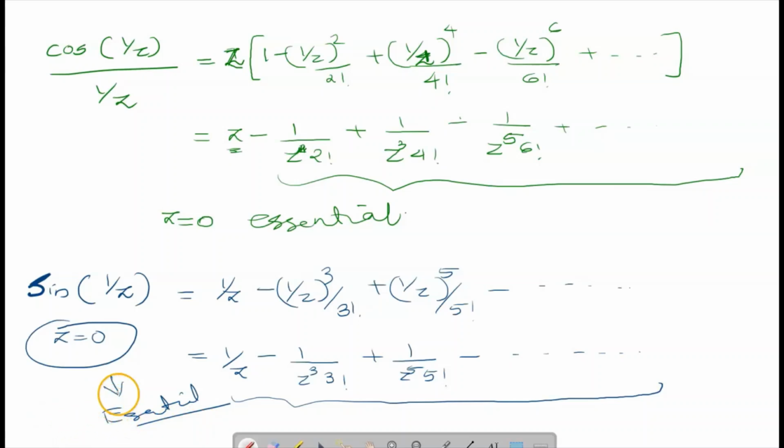So all we did is we used the Laurent series expansion of all these functions and found the nature and behavior of the singularities of these functions.